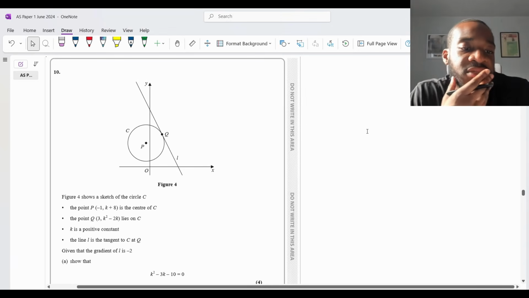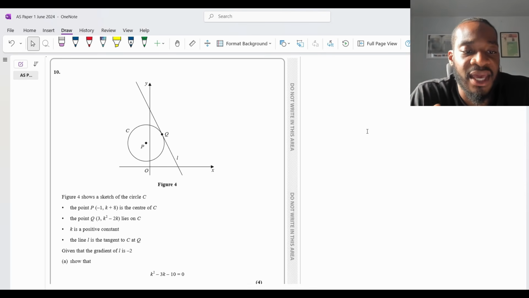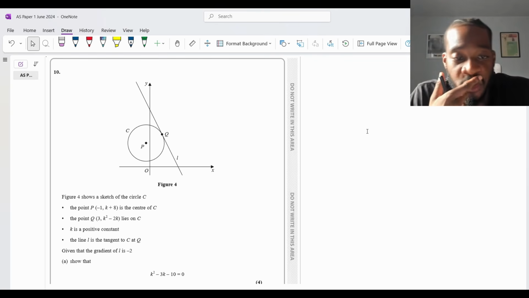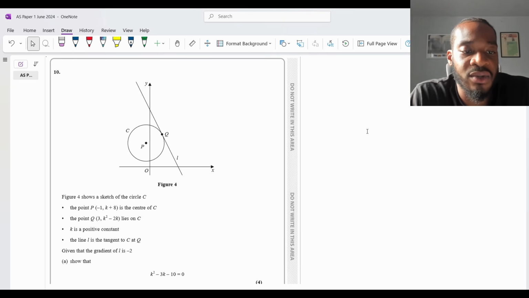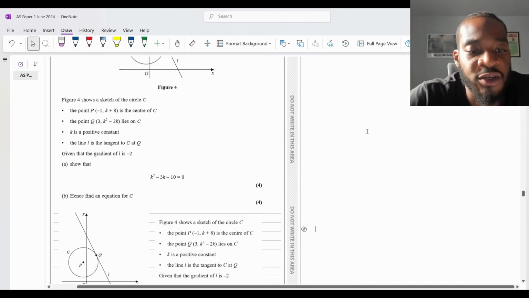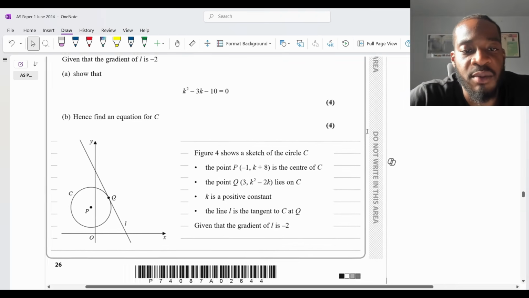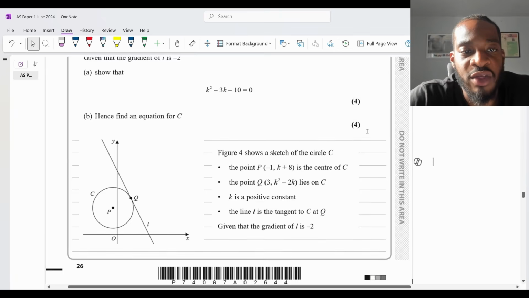Okay, so question 10 says, figure 4 shows a sketch of the circle C. The point P (minus 1, k plus 8) is the center of C. The point Q (3k squared, minus 2k) lies on C. k is a positive constant. The line L is the tangent to C at Q. Given that the gradient of L is minus 2, show that k squared minus 3k minus 10 is equal to 0, for 4 marks. So I've just got all of those pieces of information summarized here. Now we need to show that equation, right?